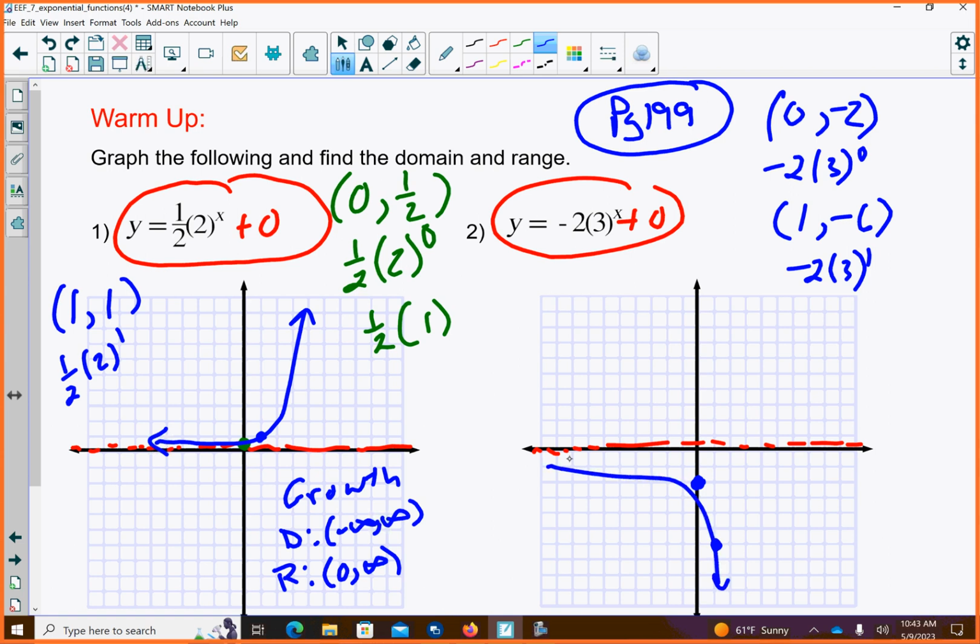Friends, growth or decay? Growth. Domain? Negative to positive infinity. Range? Feeling all right about that? Cool. All right.